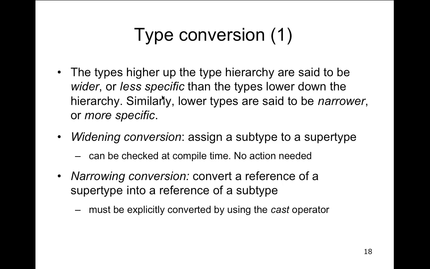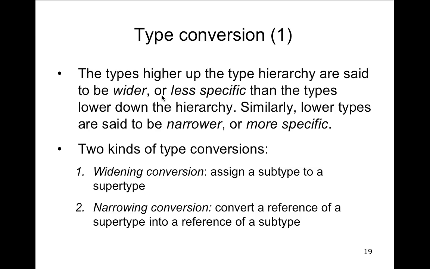So widening conversions assign a subtype to a supertype, and can be checked at compile time. No actions needed, actually. Compile time will check and give you an error message if it can't be done. Otherwise, it's automatically converted for you. Narrowing converts a reference of a supertype into a reference of a subtype. So it goes the other way, and must be explicitly converted by using the cast operator.